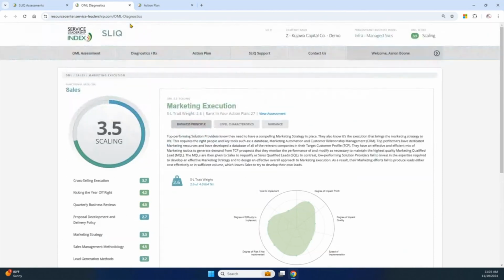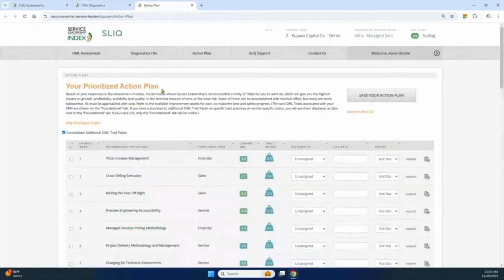Next up, let's take a quick look at the action plan. So the action plan is where SLIQ combines all of the scores for your traits into a single consolidated list that you can use to drive your OML. What's great about the action plan is that if you're familiar with and utilize EOS, which is short for Entrepreneurial Operating System, these traits are the equivalent of quarterly rocks. I can assign each one of these out to anyone on my team, give it a due date, and then use that to incorporate into my planning cycle with my management team. So that is a quick look at SLIQ.